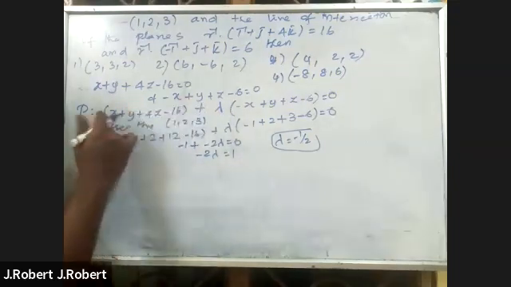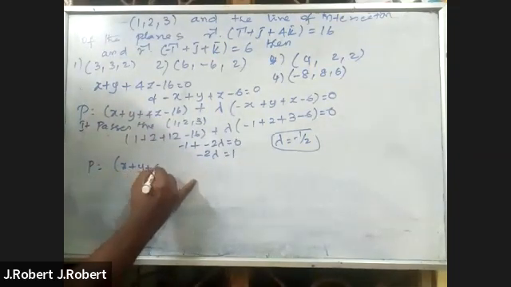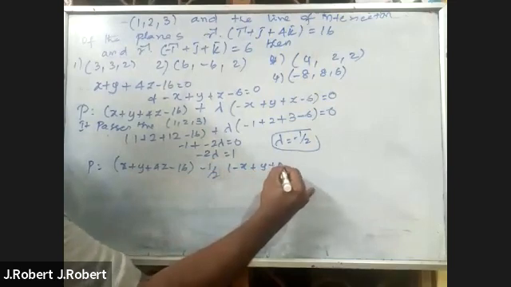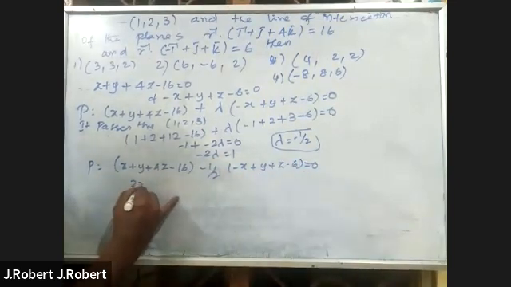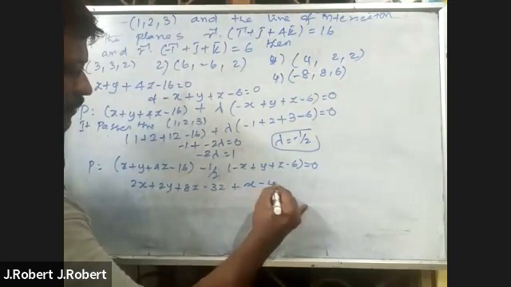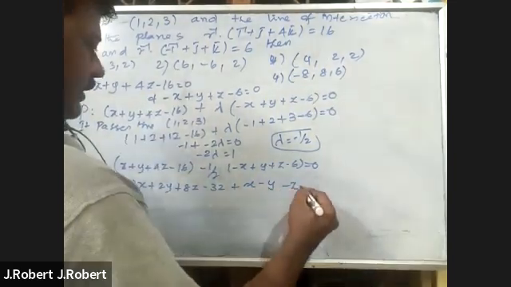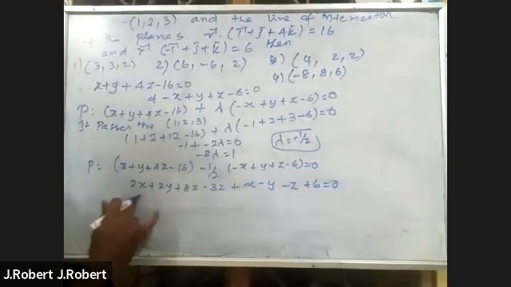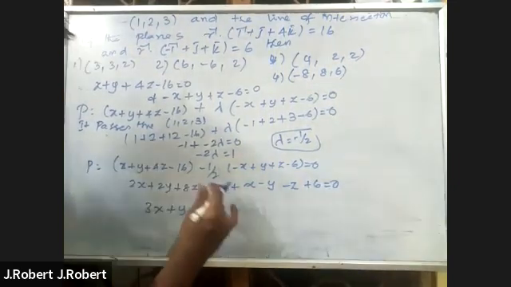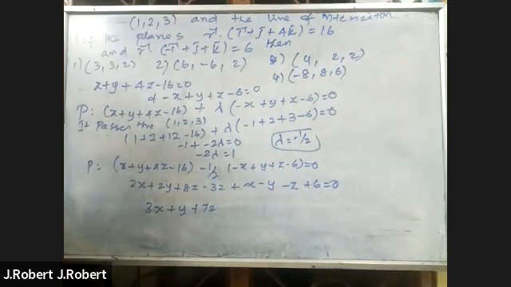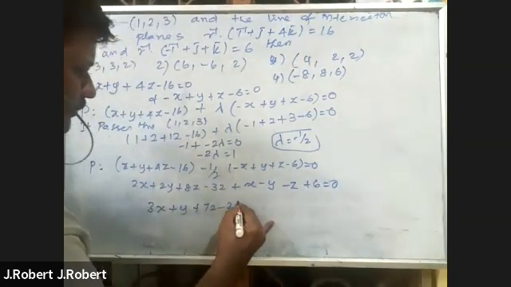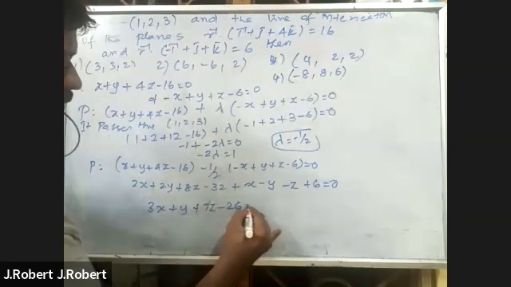Note this down. In the first P, your P becomes x plus y plus 4z minus 16, lambda is equal to minus 1 by 2, minus x plus y plus z minus 6 equal to 0. Cross multiplying: 2x plus 2y plus 8z minus 32, then plus x minus y minus z plus 6 equal to 0. 2x plus x, 3x. 2y minus y, y. 8z minus z, 7z. Minus 32 plus 6, minus 26. So 3x plus y plus 7z minus 26 equal to 0.